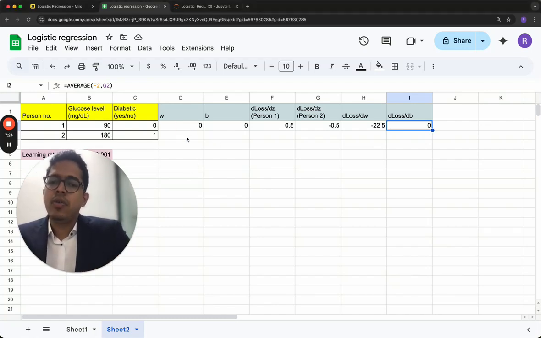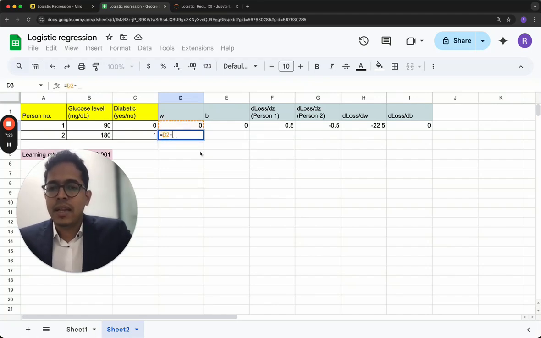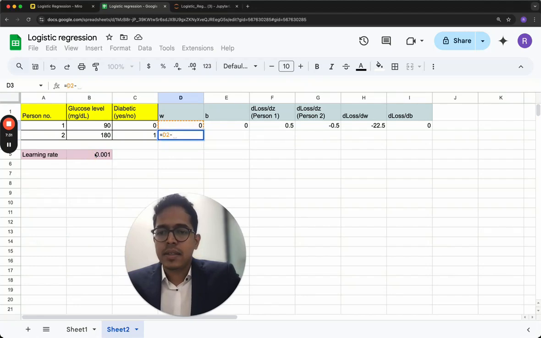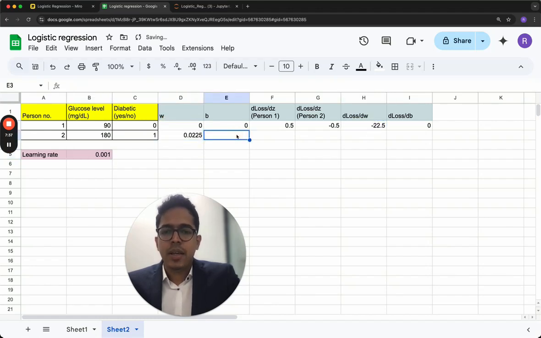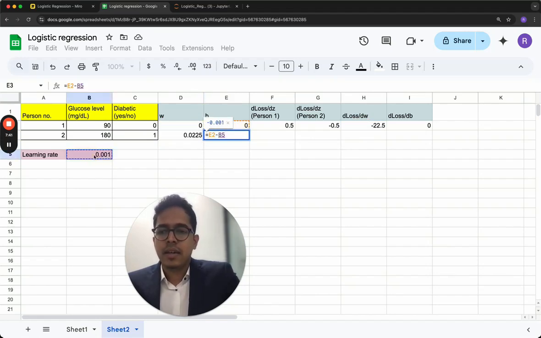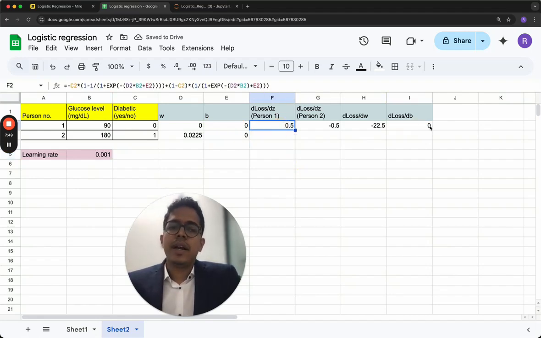Anyways, now what do we do with W? So the new value of W equal to old value of W minus learning rate, which is this guy, times D loss by dW, right? The new value of B equal to the old value of B minus learning rate times D loss by dB, this guy. Okay. Now there are a few things to do, because you might know that in Excel, all you need to do is click and drag like this.